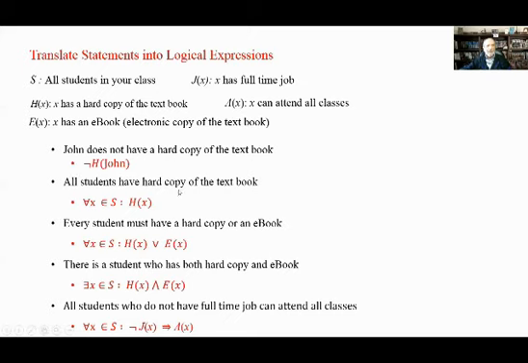All students have a hard copy of the textbook: for any x in S, H(x). Every student must have a hard copy or an e-book: for any x in S, H(x) or E(x). There is a student who has both a hard copy and an e-book. That's an and: there is x in S, H(x) and E(x). All students who do not have a full-time job can attend all classes: for any x in S, if not J(x), then A(x). See that we use implication here.